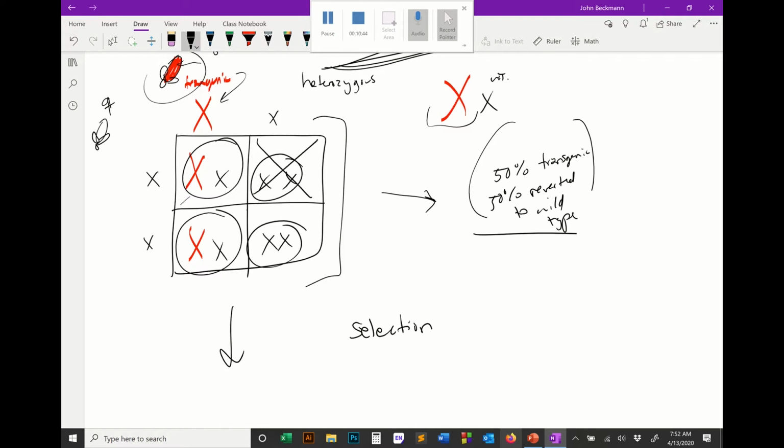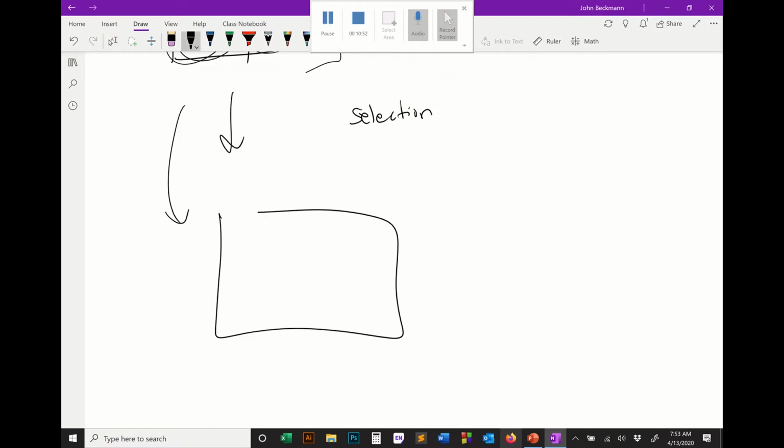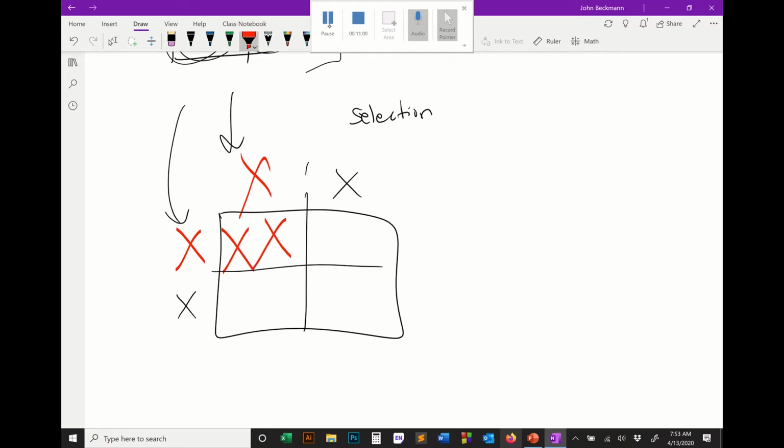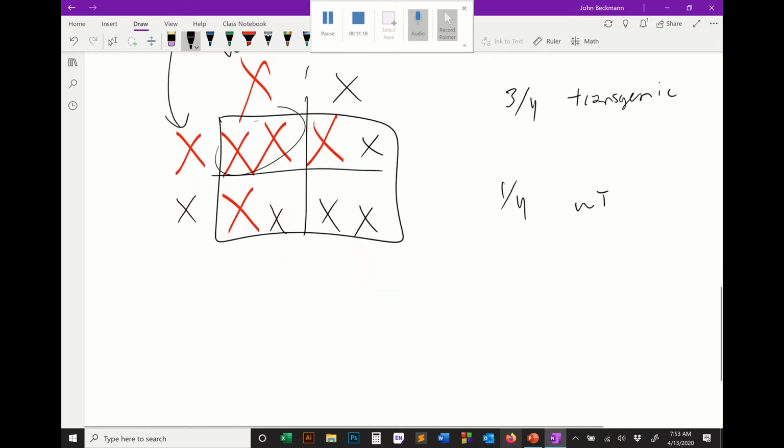And we throw these ones away. We kill the wild type ones because these ones will have red eyes. And we only let the red eyes mate in the next generation. So let's draw the result of that next generation cross, what we do in the lab. The result is that now if we are selecting, 3/4 are transgenic, and of those 3, one is homozygous and 2 are heterozygous, and 1/4 is wild type. Now imagine we do this again and we kill these ones. We kill these ones, okay?